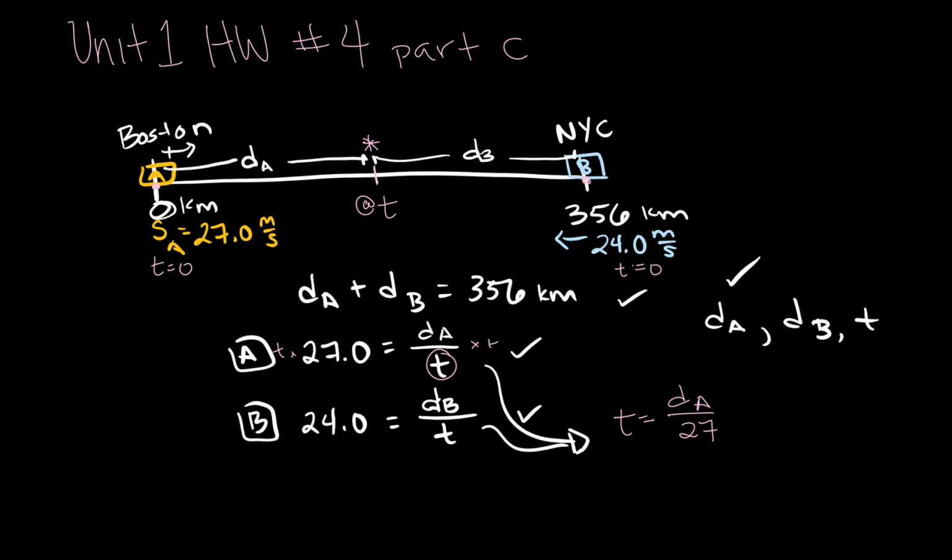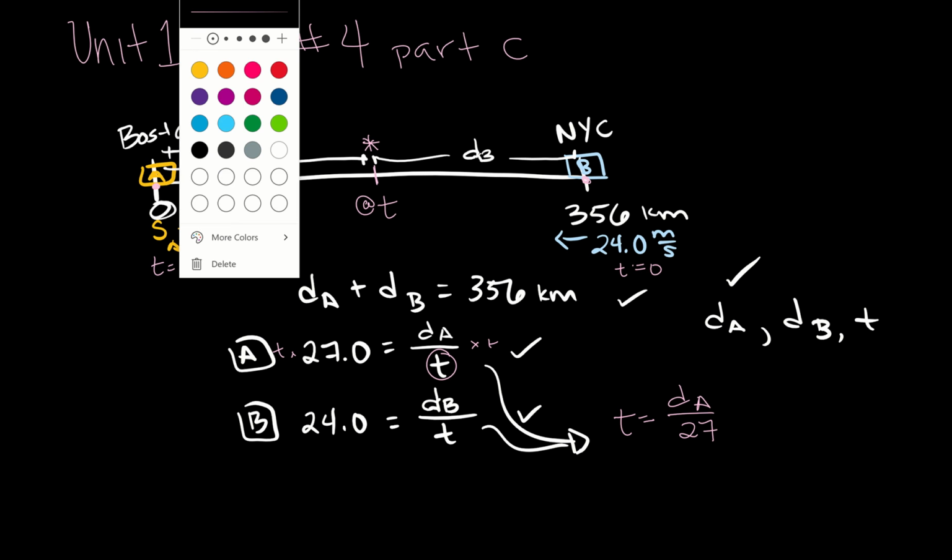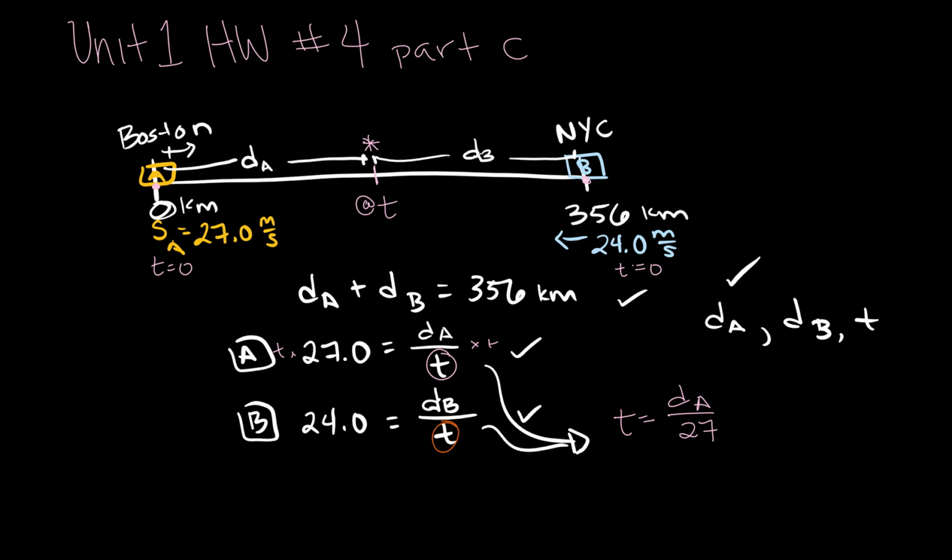I also get, if I solve for t here, t equals dB divided by 24. This actually helps me out because I can now set these equal to each other. This is the same time, right? That's one of my requirements, because I'm trying to find where they pass each other. If they start at the same time, which we say is time 0, they're going to pass at time t, where dA plus dB equals 356.